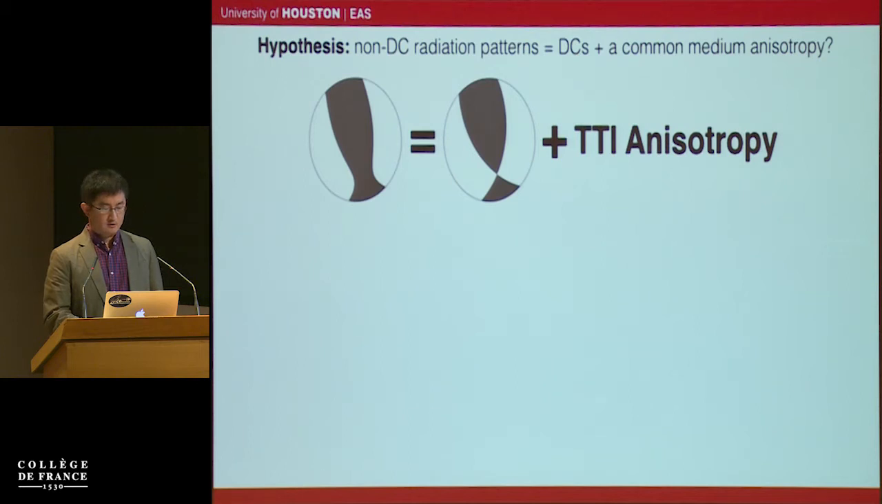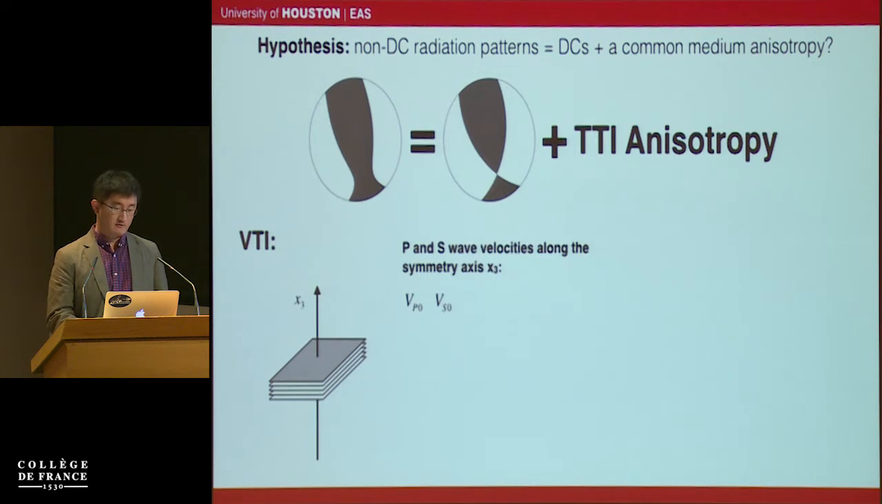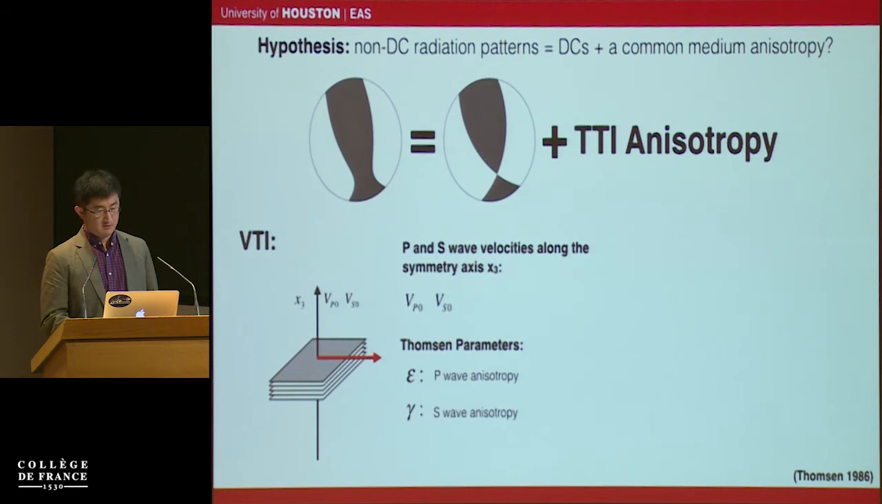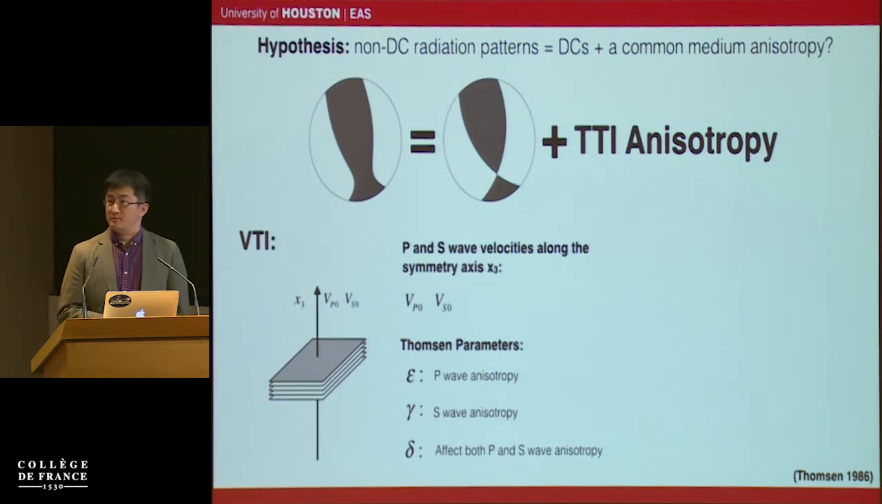So before we go into the TTI anisotropy, let's first look at the VTI. That's more or less the industry type terminology. So VTI is a fine layering horizontal structure. To characterize the VTI, we have to have the two velocities, VP and VS, along the symmetry axis, and also 3 parameters. We call them Thomsen parameters because Thomsen is a co-author, so we want to pay respect.